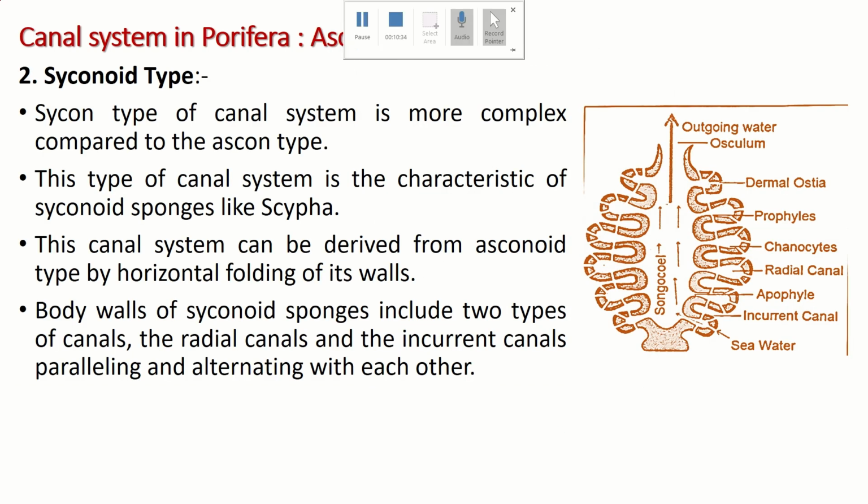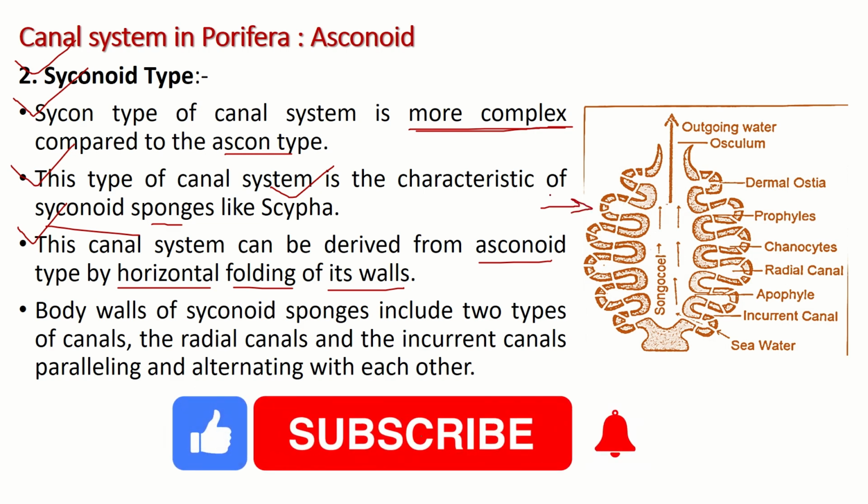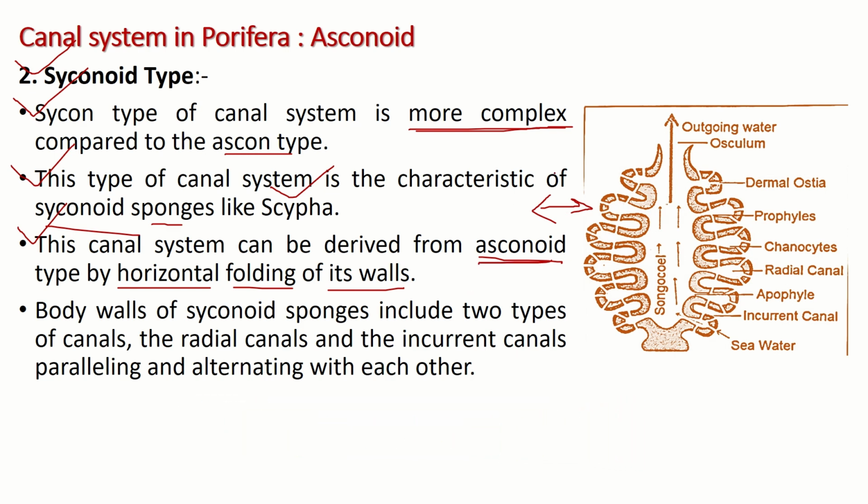Second, the syconoid type of canal system. The sycon type of canal system is somewhat more complex compared to the ascon type. This type of canal system is characteristic of syconoid sponges like Scypha. This canal system can be derived from the asconoid type by horizontal folding of its walls. So by horizontal folding of the body wall, the syconoid type of canal system is formed, as we can see in this diagram.